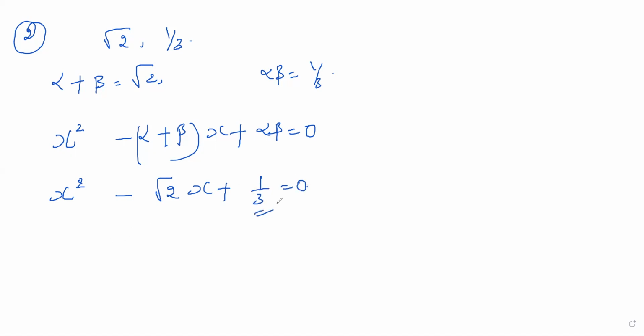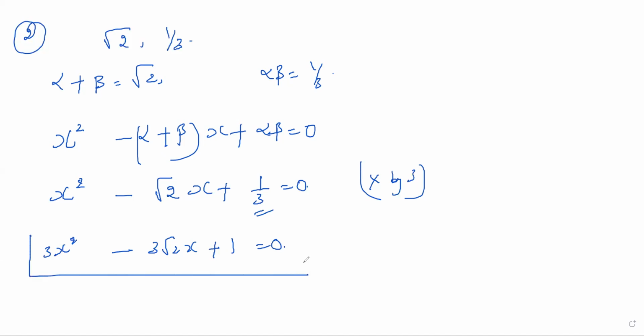See, we have 3 in the denominator. So multiply the equation by 3. So 3 into x square is 3x square. You have to multiply all the terms by 3 here. So 3 root 2 x plus 1 is equal to 0. So the answer is 3x square minus 3 root 2 x plus 1. So this is the required polynomial.